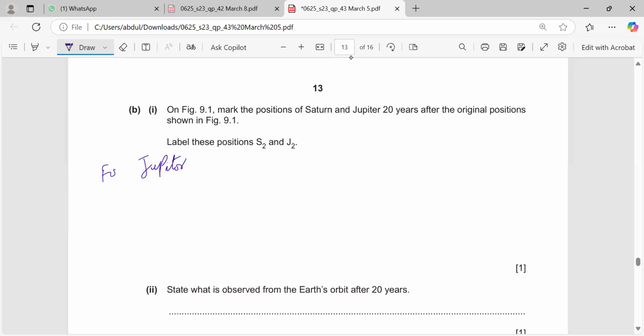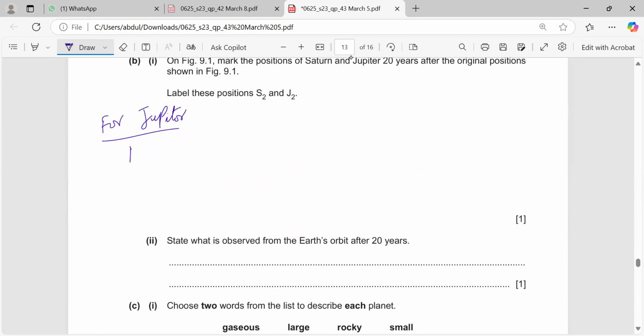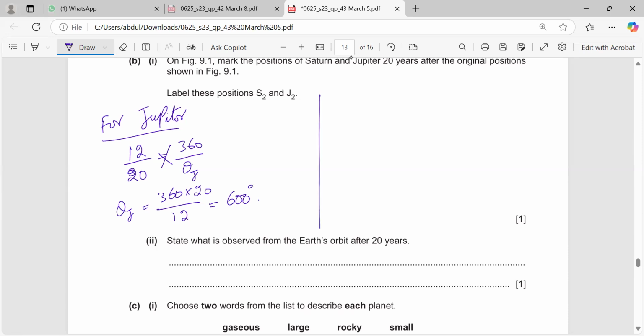Please pick up your calculators, my dear friends. For Jupiter, now it will be how much? It was 12 years, I think. So now we can make 12 over 20 equal to 360 over theta j. Cross multiply. So theta j is equal to 360 times 20 over 12. Roughly, I will say 600 degrees. Please confirm if I'm wrong, so you can use the calculator correctly.